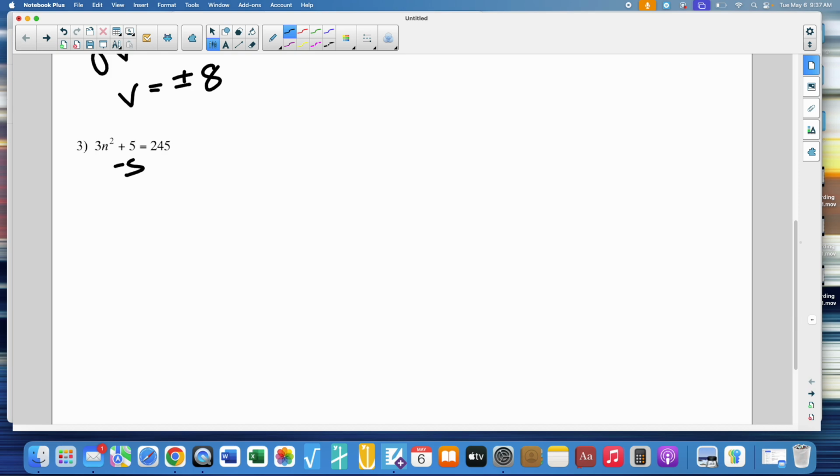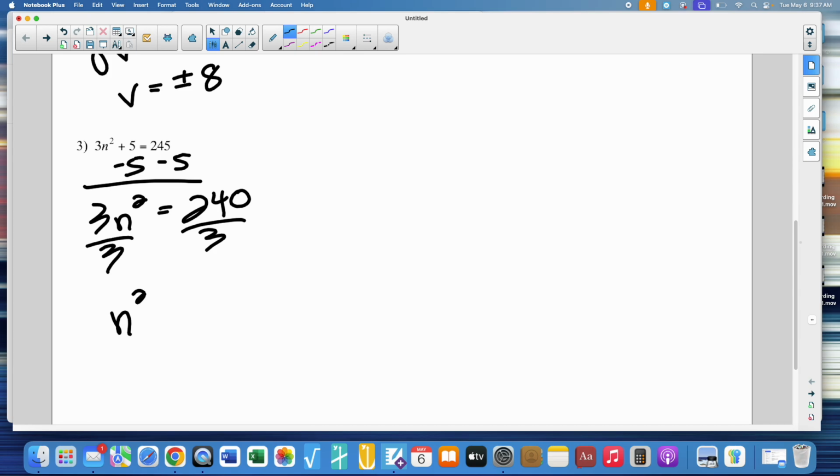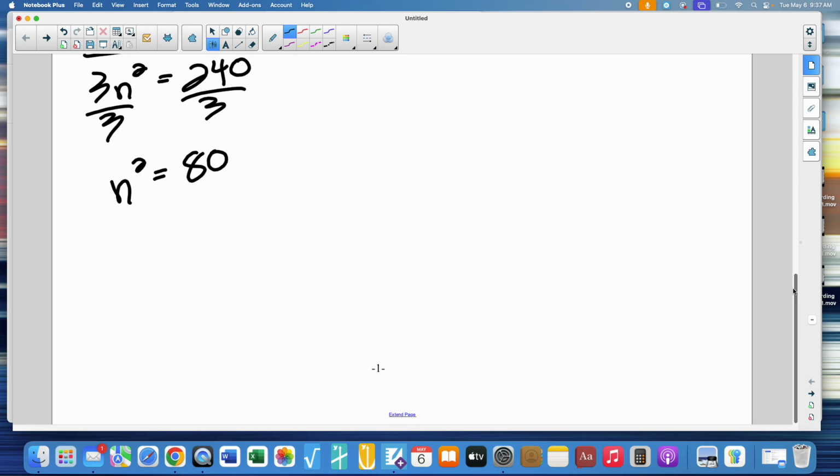Again, we're going to subtract. We're going to isolate. We're going to get rid of things being added and subtracted first. Now we're going to divide by 3. Leaves us with n squared equals 80. And we're going to take the square root of both sides. Square root of n squared equals n.